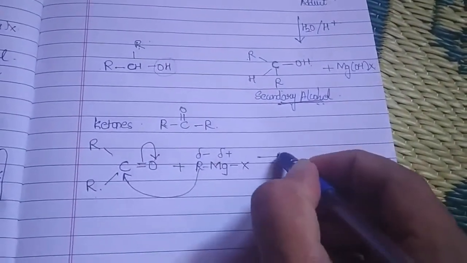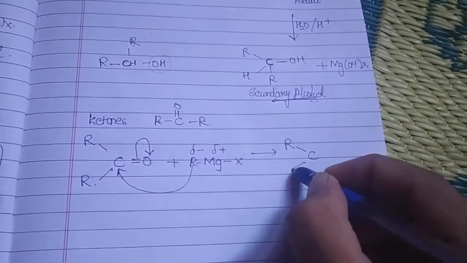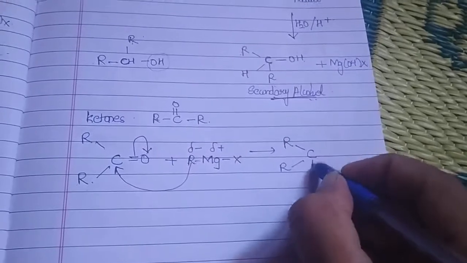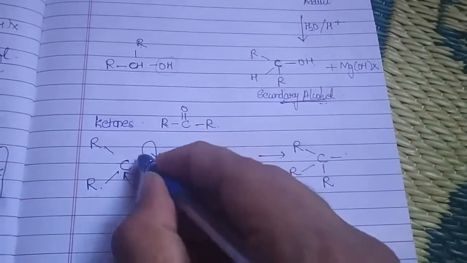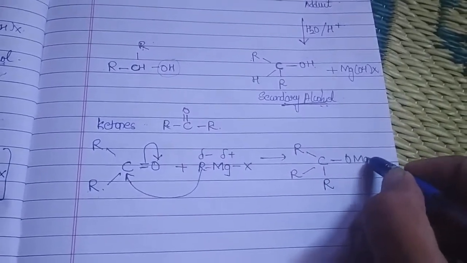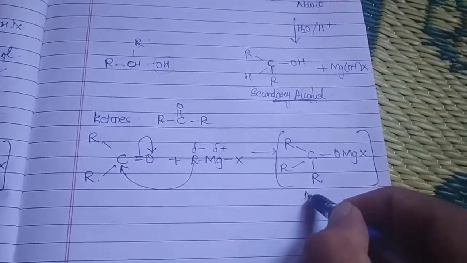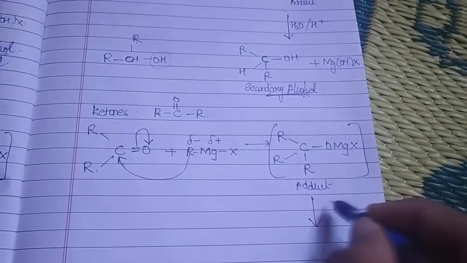Yes, so what will you be getting? R, C, R. Of course, I have written these two. Now this R has also come and attached. So one more R. The single bond remains. See, one bond has shifted over, so only one bond is existing: O, Mg and an X. So this is what? An adduct.